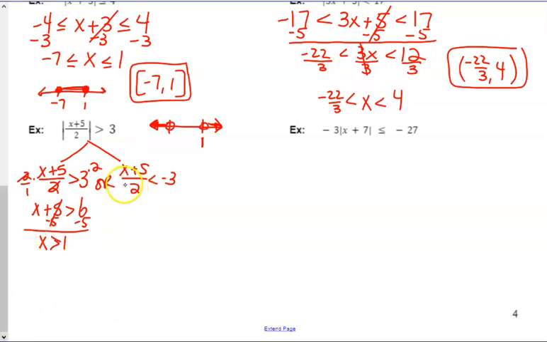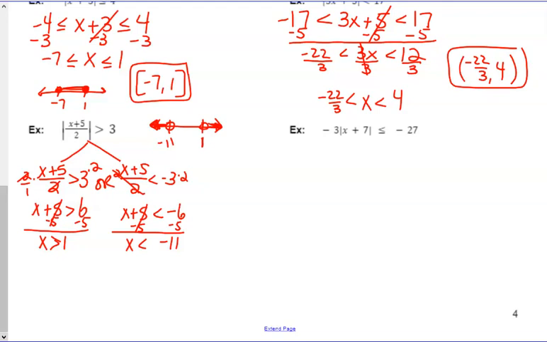Solve exactly the same. Get rid of the 2. I'm going to times by 2, times by 2. So I'm still left with that x plus 5. This time it has to be less than -6. And when I subtract 5, be careful with those negatives. -6 minus 5 is -11. So x has to be less than -11. So I have everything less than that, everything bigger than that as my solution.